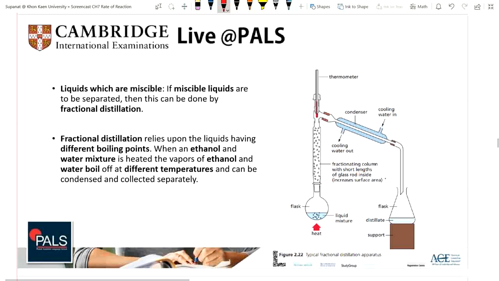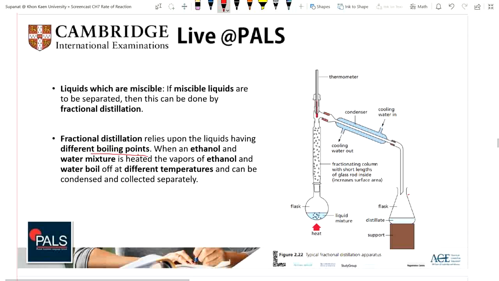Another mixture is of liquids which are miscible. If miscible liquids are to be separated, this can be done by fractional distillation. What is fractional distillation? Fractional distillation relies upon the liquids having different boiling points.